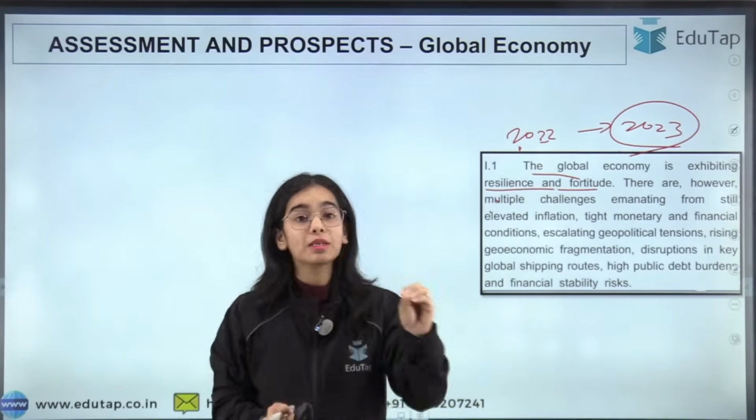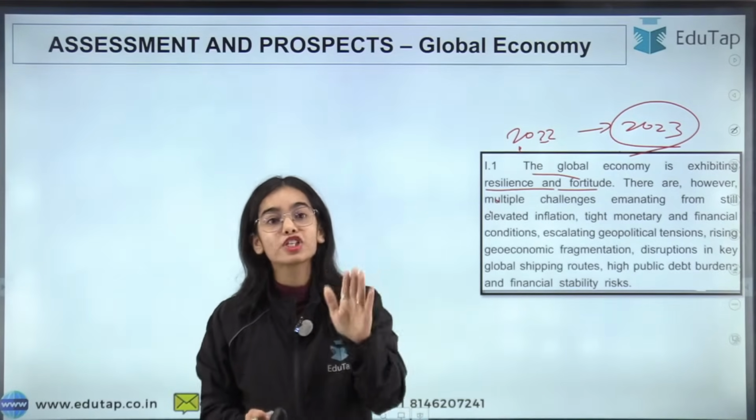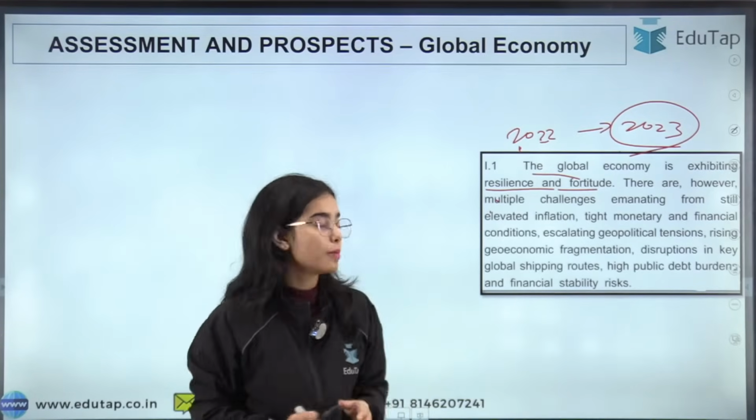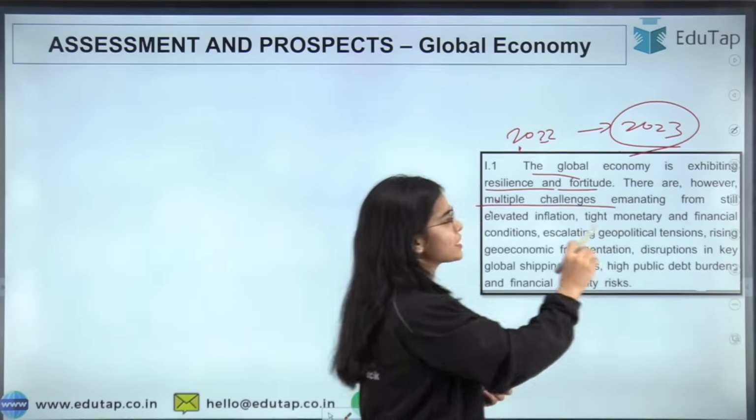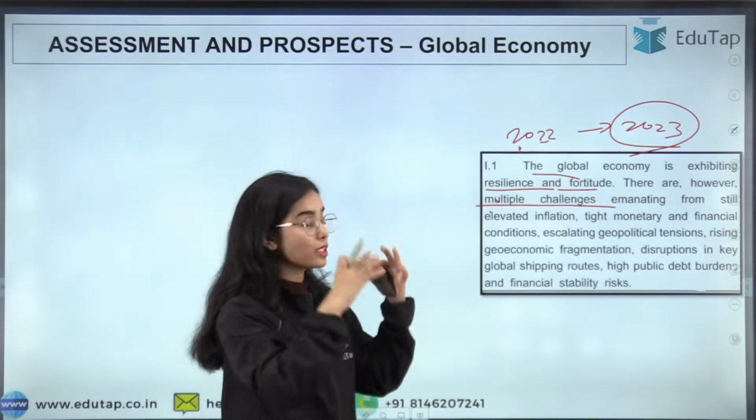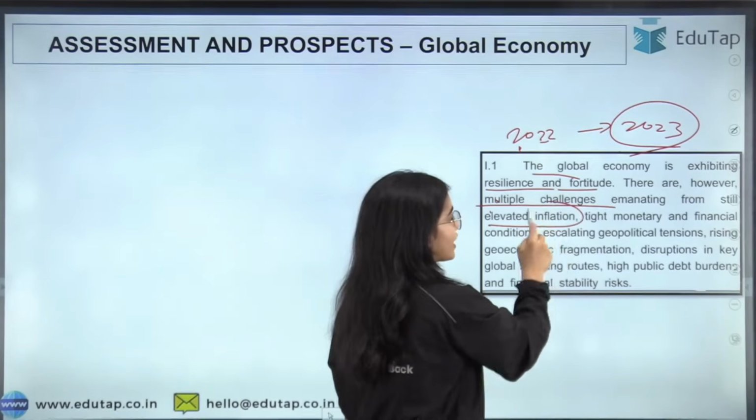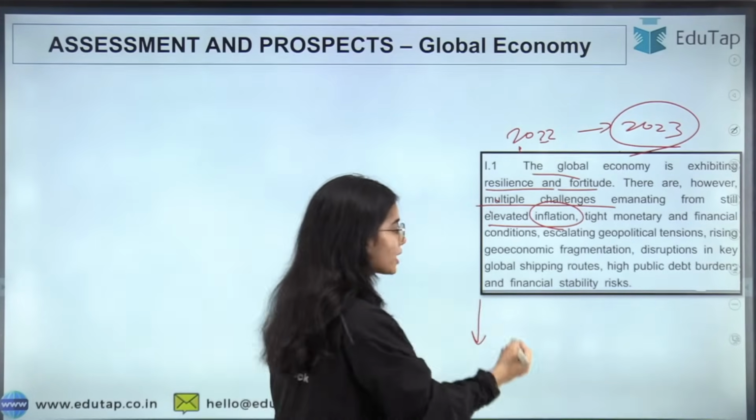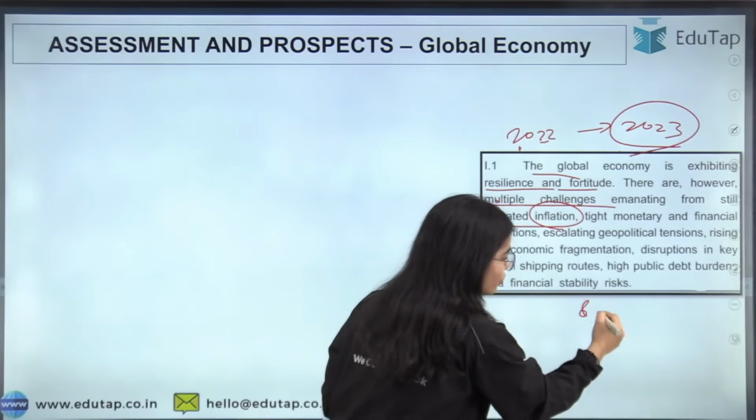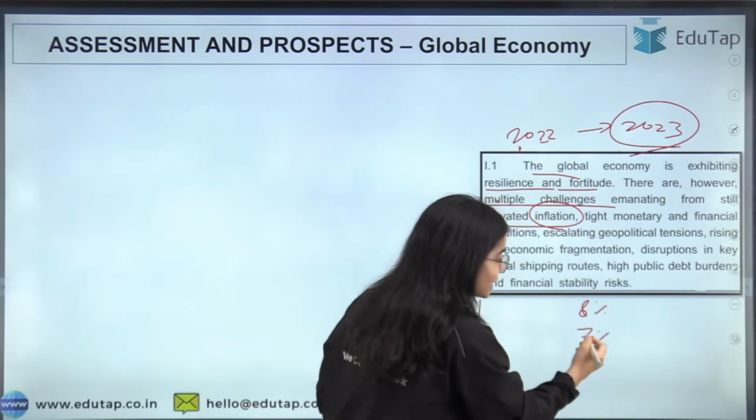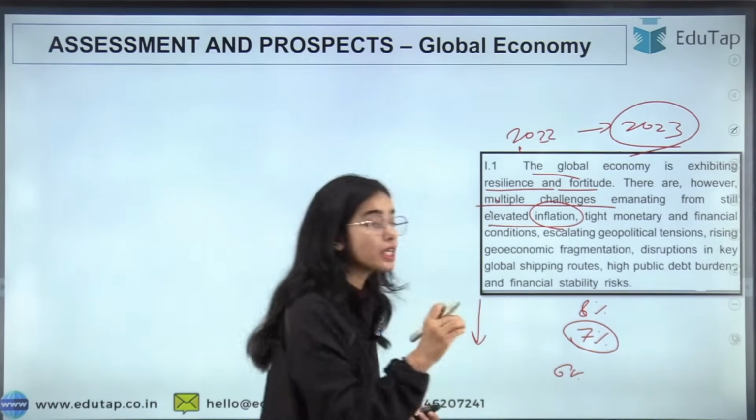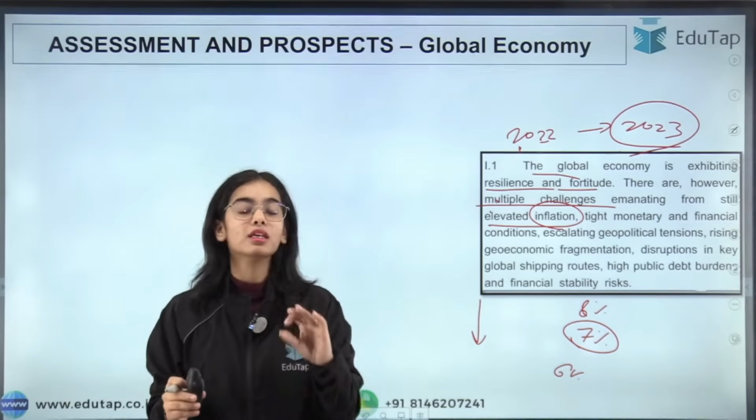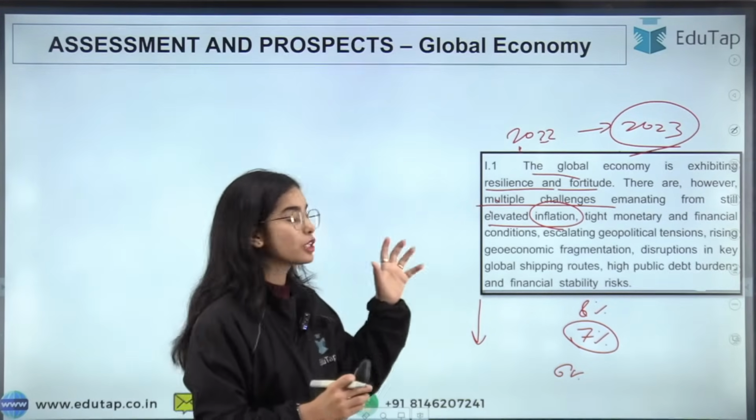There are, however, multiple challenges that are coming up. The inflation is decreasing, but it is still above the required mark. There are multiple challenges faced by the global economy, from still elevated inflation, which is going down but is still higher than the mark. In our country, let's say the inflation has gone down from 8% to 7%, but it is still higher than 6%. Similarly, in the global economy, the inflation has gone down, but it is still higher than the inflation the global economy wants.